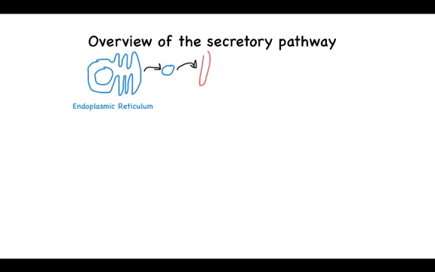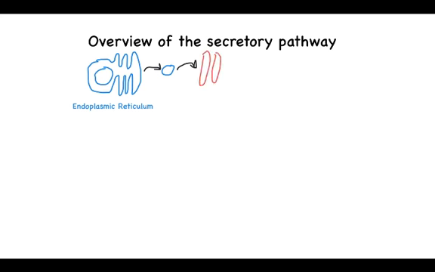What I'd like to do today is give you a broad overview of the secretory pathway, what the major steps in the secretory pathway are, and just a general overview of what happens at those steps. So the first step in the secretory pathway is the endoplasmic reticulum, or ER. That's where newly synthesized proteins enter the secretory pathway, and they're then processed and budded off into vesicles for transport to the next step in the secretory pathway, the Golgi apparatus.